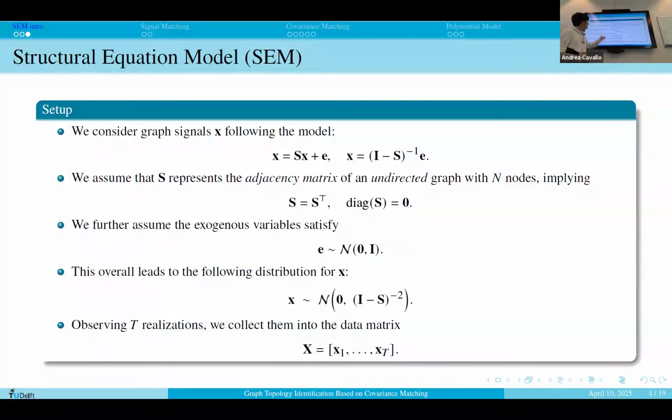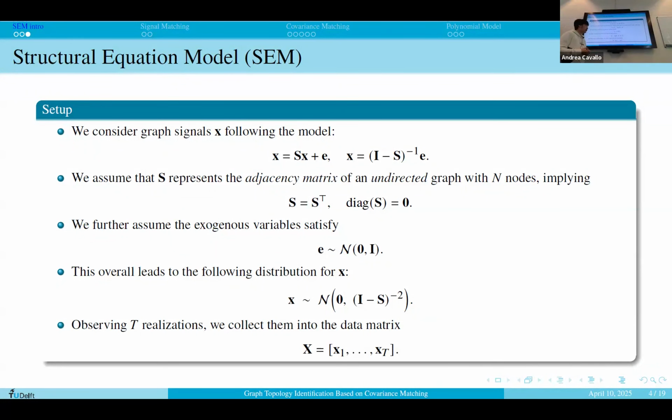So this is how SEM looks like: X is equal to SX plus E. S is the graph we want to estimate, and X is what we observe. We can solve X from E. E is something we don't know, but it is what creates the randomness. So here we model E to be a Gaussian, actually white Gaussian. And we assume S to be some kind of easy thing we can handle. So S is an undirected graph, and it doesn't have self loops.